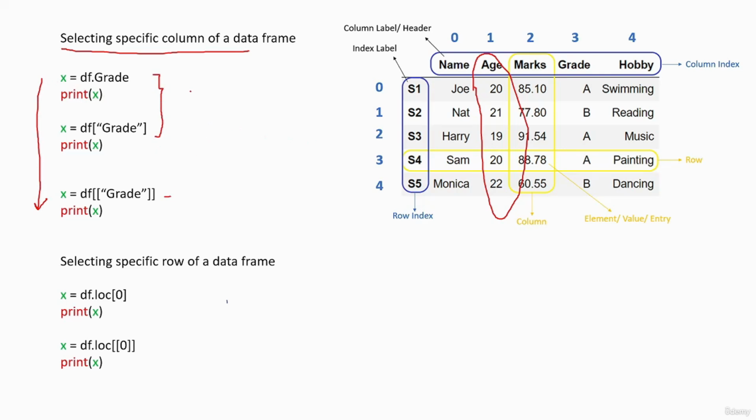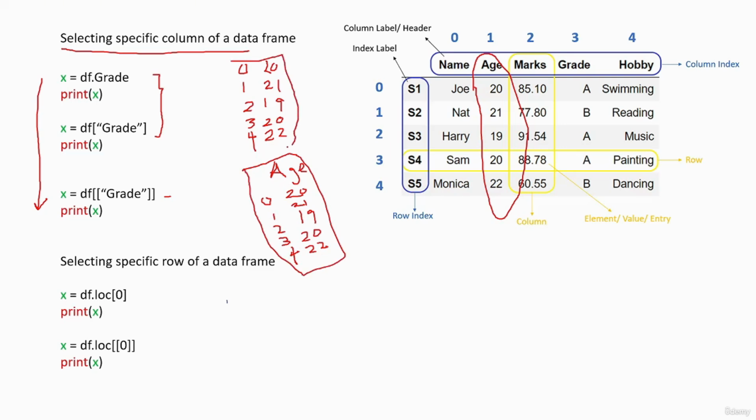So the output of these two commands will be 20, 21, 19, 20, 22, then the indexes 0, 1, 2, 3, 4. This command will return the Pandas data frame, so the output will be age 20, 21, 19, 20, 22. And there will be indexes 0, 1, 2, 3, 4. So this is a data frame and this is a Pandas series.